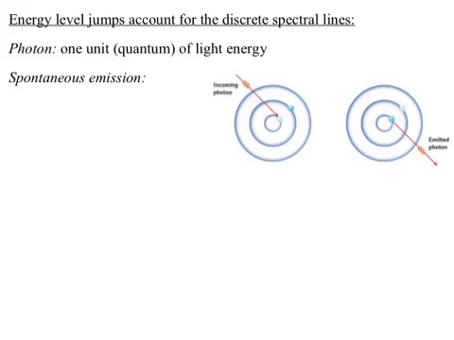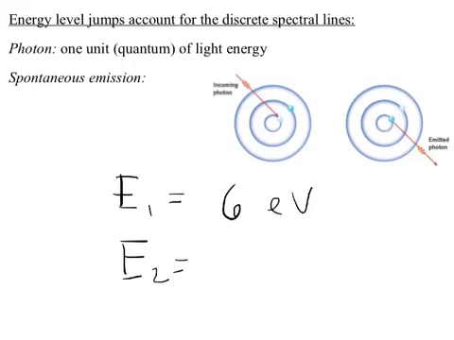Now, the idea, though, is that the amount of energy that the photon has to match the amount of energy that it takes to make this jump right here. So imagine that energy level 1 and energy level 2 are given. Let's say, and this is not a math problem, I just want to give you an example, energy level 1 is 6 electron volts, and I'll talk about what that means, an electron volt. And energy level 2 is 3.5 electron volts.